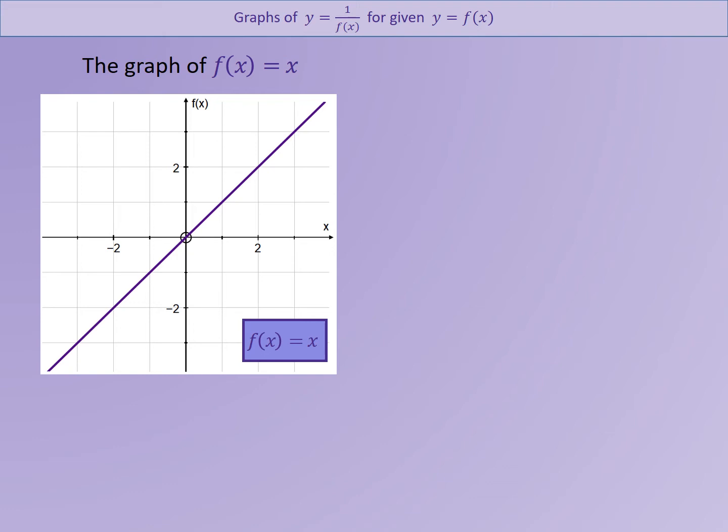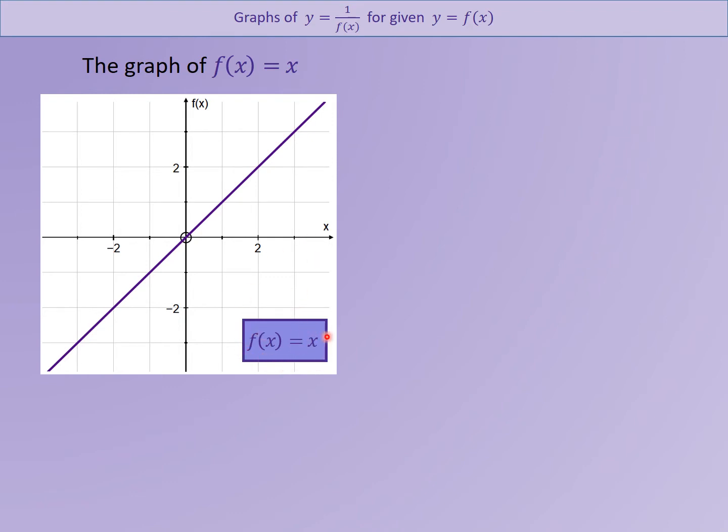A2 further maths, graphing rational functions. Okay, so you've got the graph of f of x equals x just there. All right, nice straightforward graph, as you know. And what I want to do is find the reciprocal of this graph. So the reciprocal, again, as you're well aware, means it's the 1 over graph.